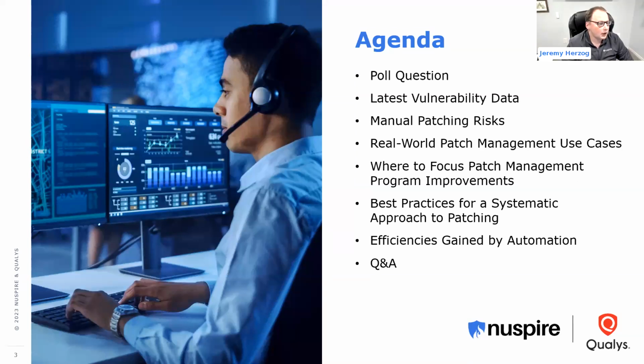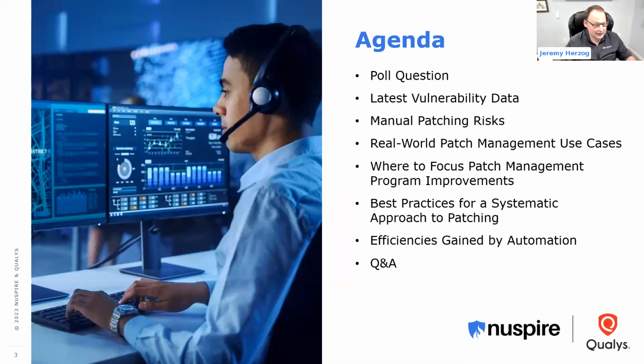Yeah. Hey, everybody. So at a high level, what we're going to be talking about in today's webinar: we're going to go through a poll question to get us started. After that, we're going to go over some information about vulnerability and patch management. We're going to talk about manual patching risks. We'll talk about what patch management looks like in the real world with both an automated approach and a manual approach. We'll talk about where to focus patch management program improvements, the best practices for a systematic approach to patching, and how automation plays into that. And we'll leave a little bit of time at the end for Q&A.